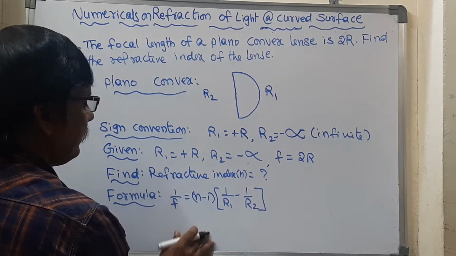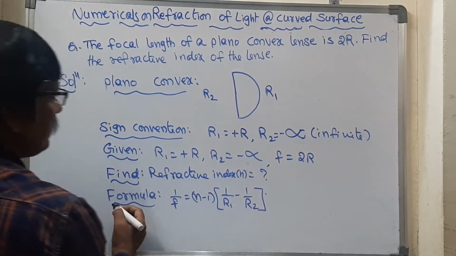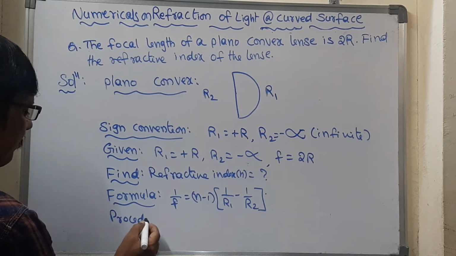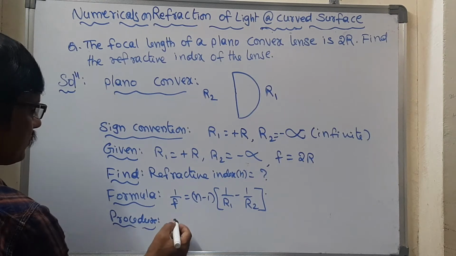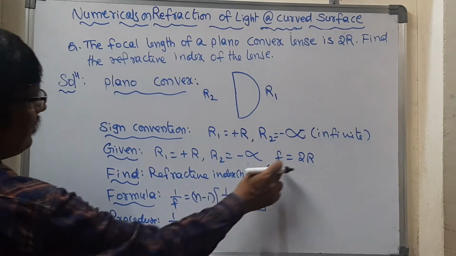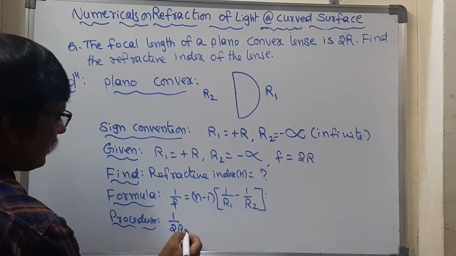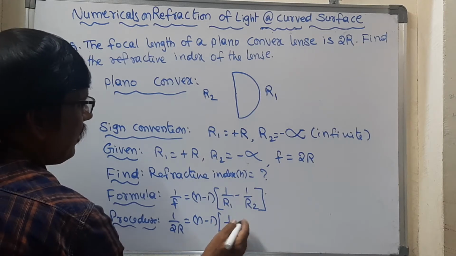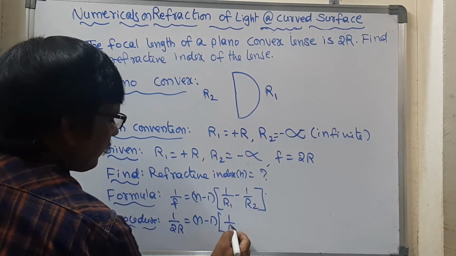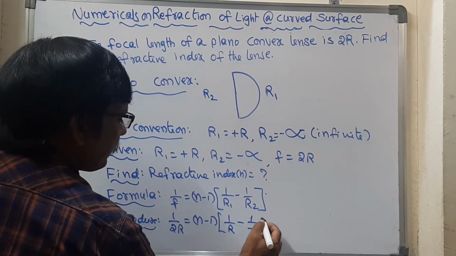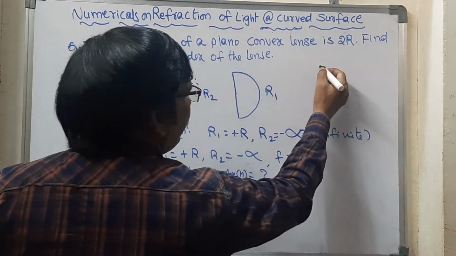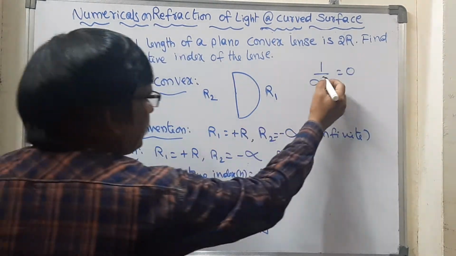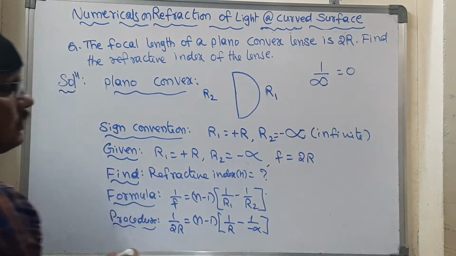Now, next is the procedure. So substitute the values in this one. 1 by F, how much is given? 2R is given. 1 by 2R is equal to N minus 1 into 1 by R1, which is R, minus 1 by minus infinity, and here 1 by infinity is equal to 0. 1 by infinity is 0, just keep that in mind.